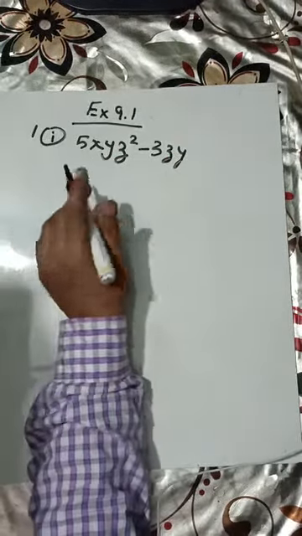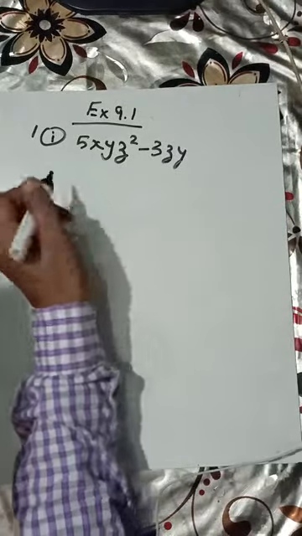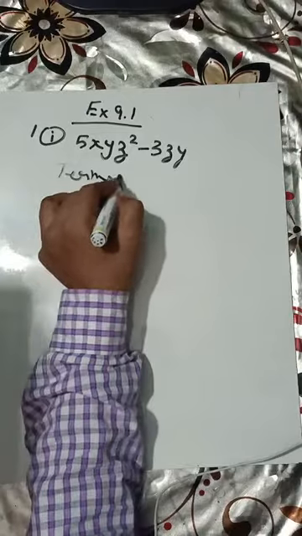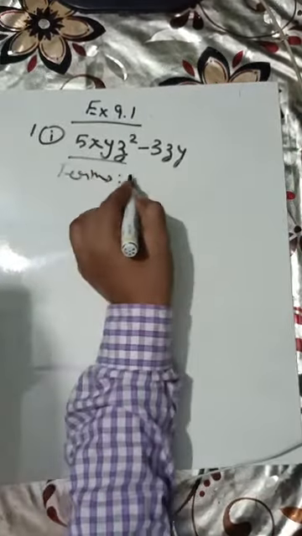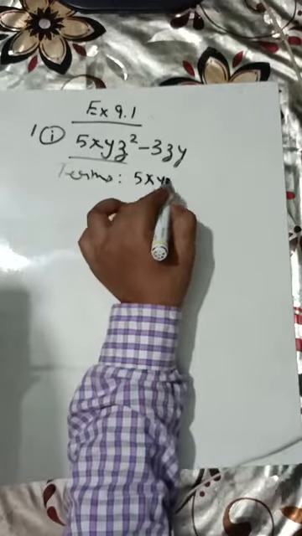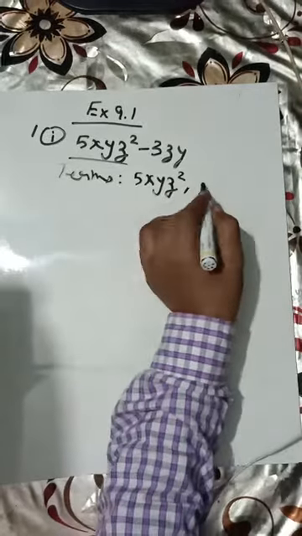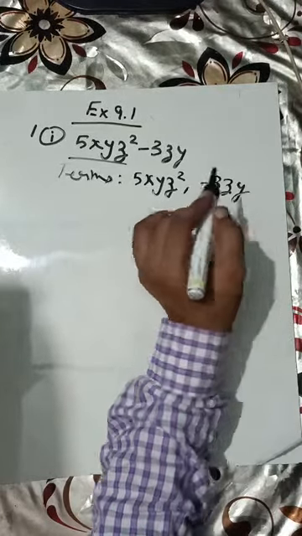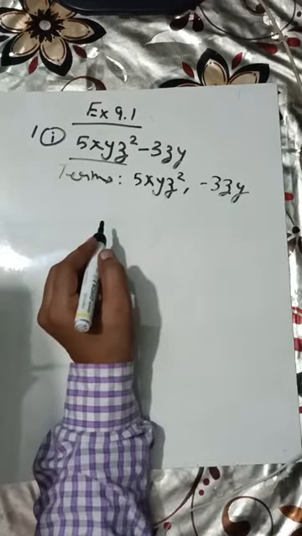Now look at this. I have to find out the terms. So the terms are, there are two terms. One is 5xyz square. Second is minus 3zy. And their coefficients.